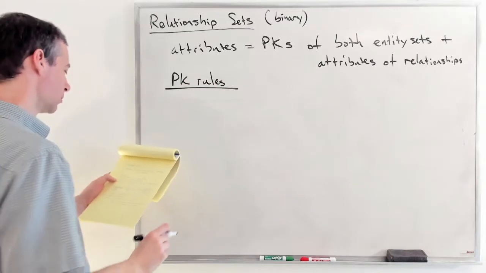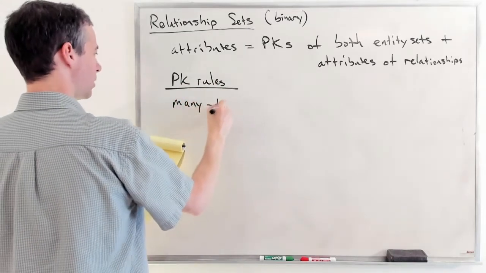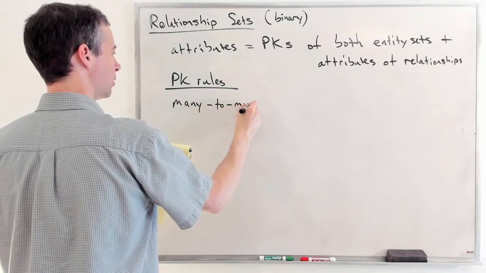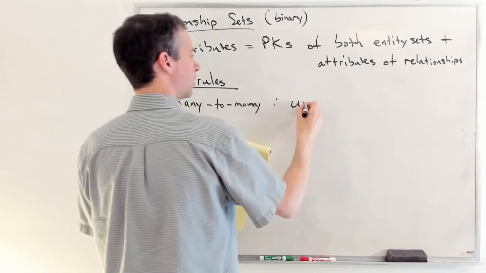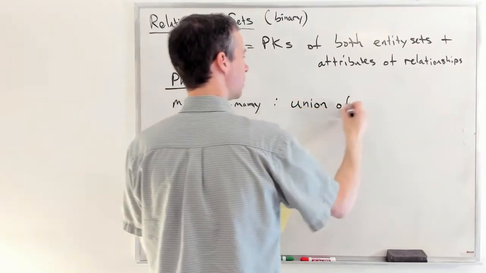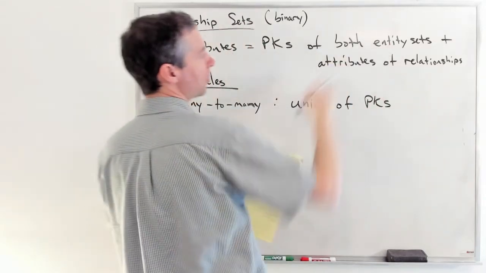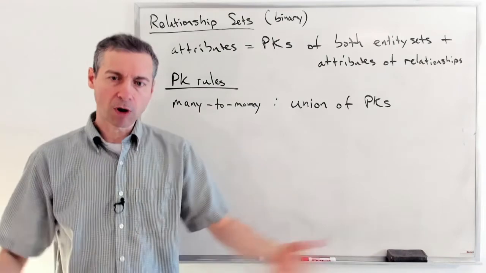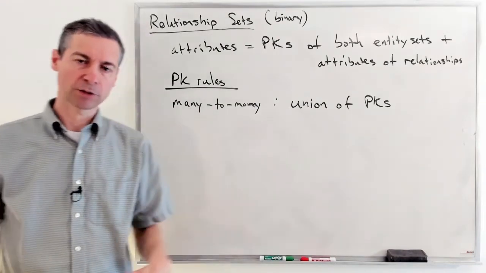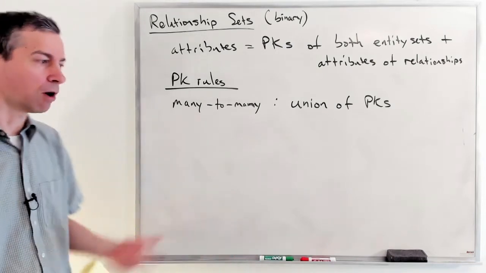So our primary key rules are pretty simple. If we have a many-to-many relationship, then our new primary key is the union of the primary keys. So we're getting primary keys from both entity sets. If we have a many-to-many, we take them all together in the relationship set and they become the primary key then of the relationship set. We need all of them.